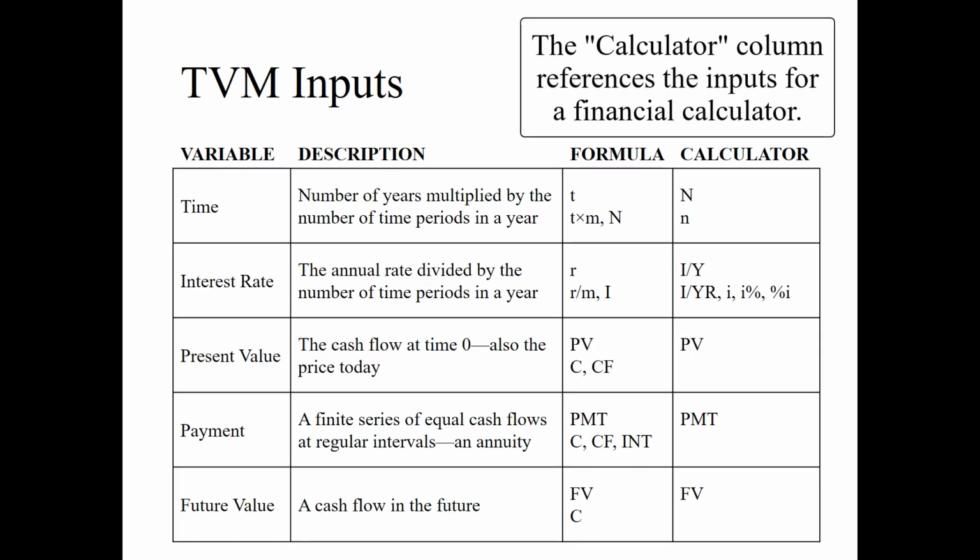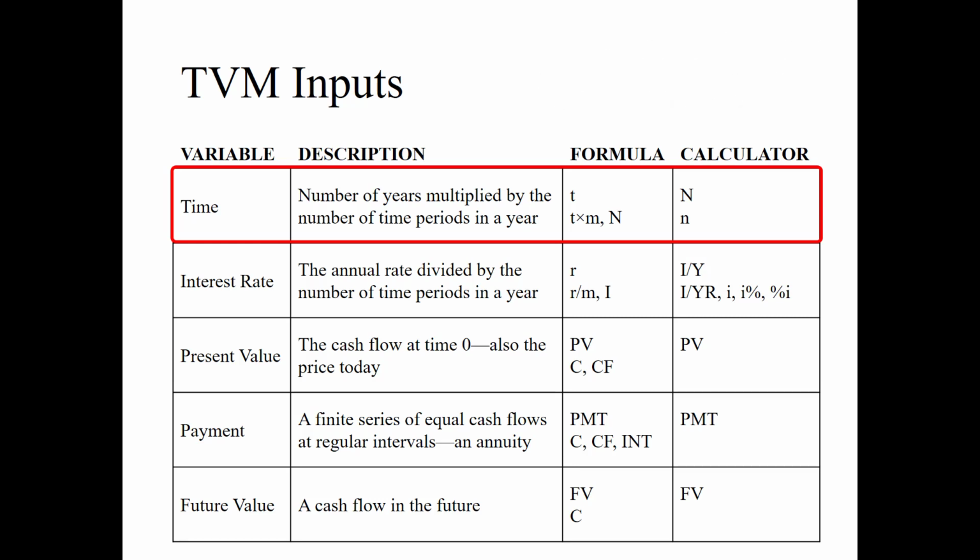So we're going to have 5 main inputs in our time value of money calculations. The first one in this table is time. And time is going to be our number of years multiplied by the number of time periods in a year. So for example, if you earn interest every 6 months or twice a year for 10 years, you would simply take 10 times 2 in order to get the number of time periods. In our formula, it's most often going to be denoted by T.